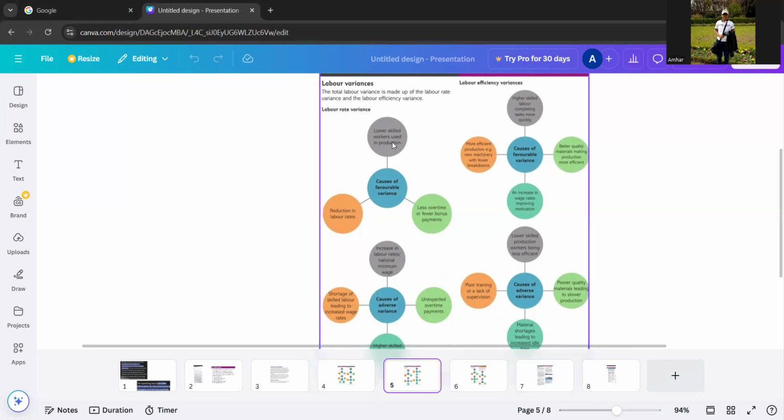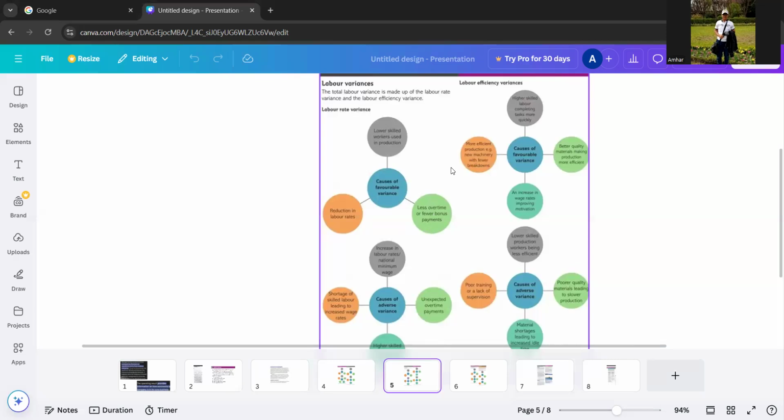When there is a favorable labor rate variance, that means they have used lower skilled workers in production. Workers are not that skilled but normal. Also, a reduction in labor rates. When they reduce the labor rates paid to the employees, that will also cause a favorable variance. And also less overtime or fewer bonus payments. When the overtime is less and the bonus payments are fewer, then also favorable variance, because if they work overtime they have to pay more, right? If they pay more, it will cause adverse. Did you understand that?